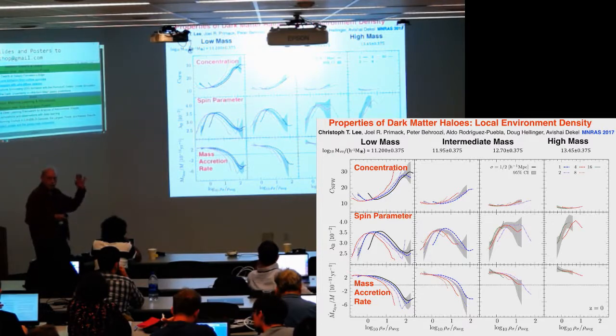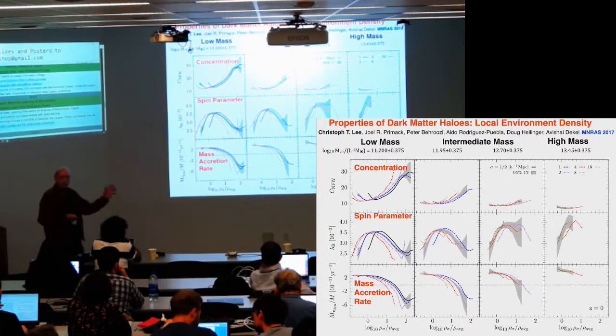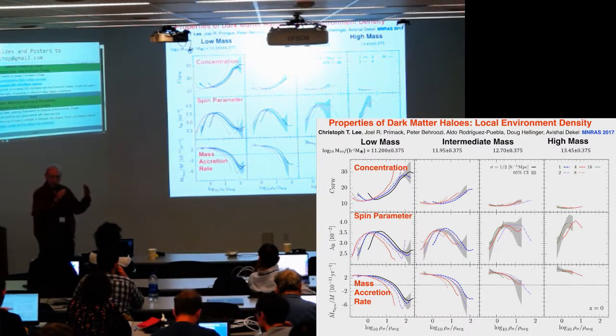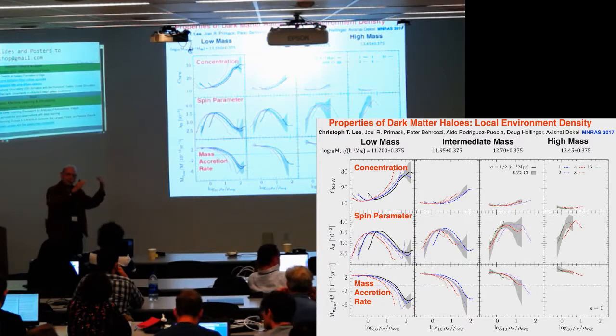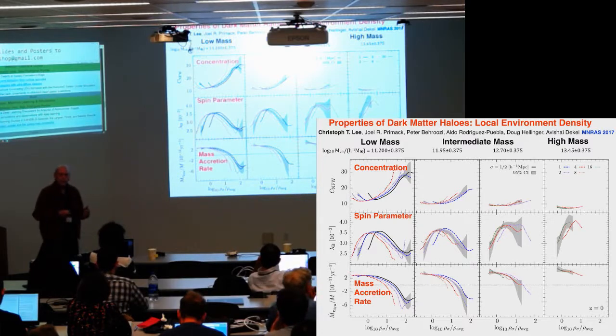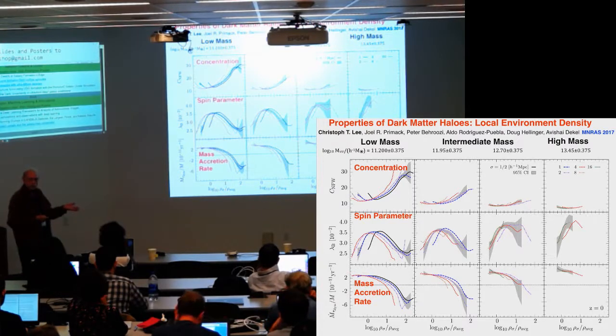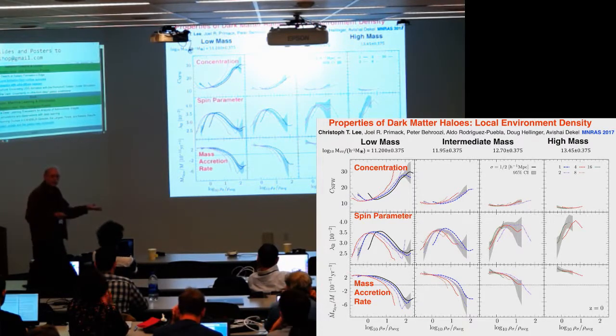So halos in low density environments today have significantly lower spin parameter. Why is that? Well, spin parameter is due in principle to the interaction between nearby halos. They torque each other up. And halos in low density environments today have always been in low density environments, and so they've had fewer halos to torque them up.